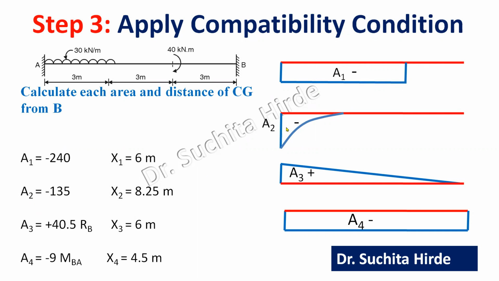Then A2 is area of this 1/3 base into height. Its distance is 8.25 meter, which is 6 meter plus 3/4 of 3. It is 8.25 meter. Then area A3 is 40.5 into RB, and X3 from B is 2/3 of 9, which is 6 meter. And A4 is this area, and its distance is half of 9, which is 4.5 meter. Now, if you multiply A1 X1, A2 X2, A3 X3, and A4 X4, and add it, you will get the second compatibility condition.